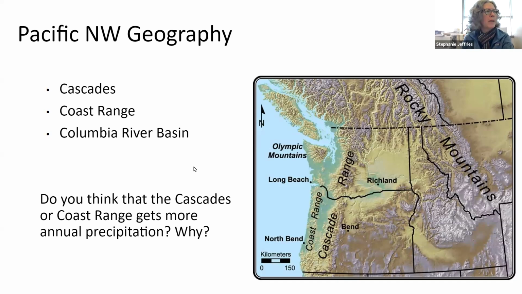So to look at these a little bit more carefully, we've got the Rockies up here, which extend into Canada, the Cascades, which also extend into British Columbia, and then the Coast Range. The Olympic Mountains are kind of part of the same mountain range, and the Columbia River Basin is here in eastern Washington. So a question for you: do you think the Cascades or the Coast Range gets more annual precipitation? The answer is that they both get similarly high precipitation. The Coast Range does get a little bit more, and we can see that on this next map.